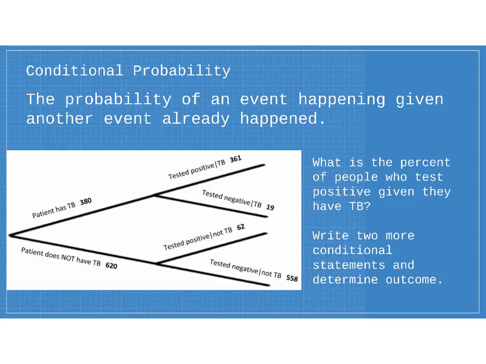And then I want a little reminder, because we've seen conditional before, so this idea of conditional probability, the probability of an event happening given another event already happened. So as we look at this, what is the percent of people who test positive given they have TB? We're looking at those who, we already know they have TB, so I'm going to exclude all of this data right here. Our condition is that they have TB, and then we want to know who tests positive, so our test positive is going to be 361 out of the 380, because our condition was that they already had TB.